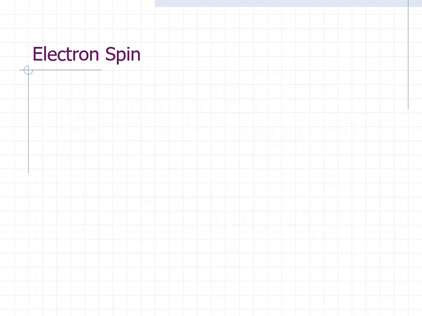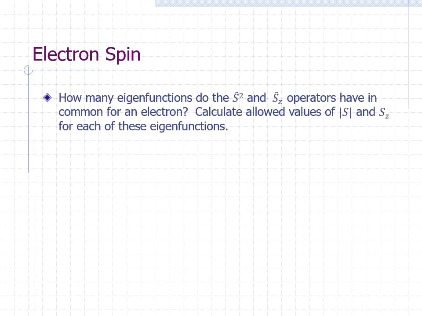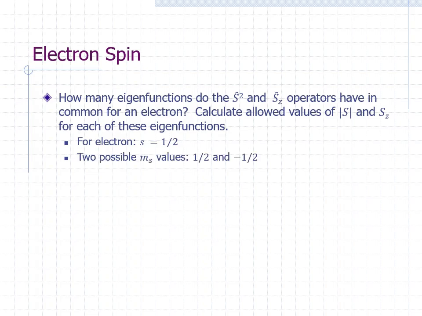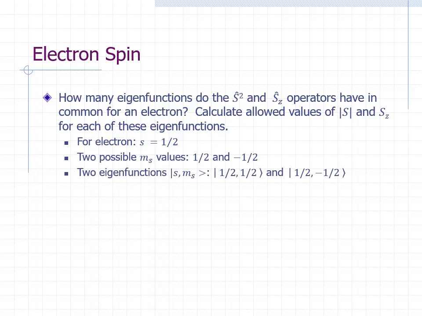Let's now apply these general results specifically to the electron. The question we want to answer is, how many eigenfunctions do the S squared and S sub z operators have in common for an electron? And what are the allowed values of the magnitude and z component of the spin angular momentum vector associated with these eigenfunctions? Well, for an electron, the spin quantum number is fixed at s equal to 1/2. This immediately tells us that there are only two possible values for m sub s, plus 1/2 and negative 1/2. As a result, there are two corresponding eigenfunctions, which we denote in Dirac bracket notation as 1/2 1/2 and 1/2 negative 1/2.